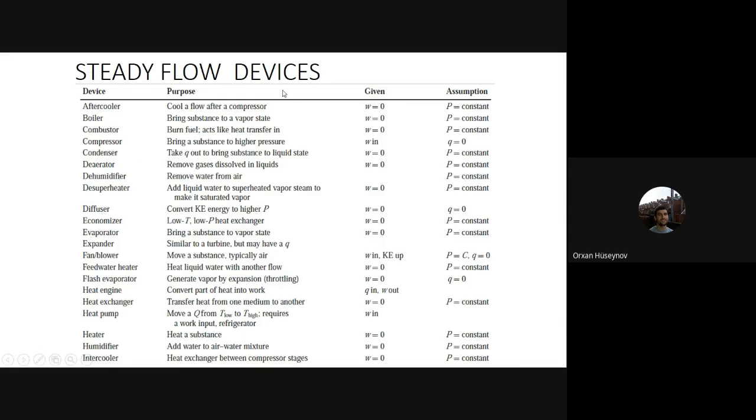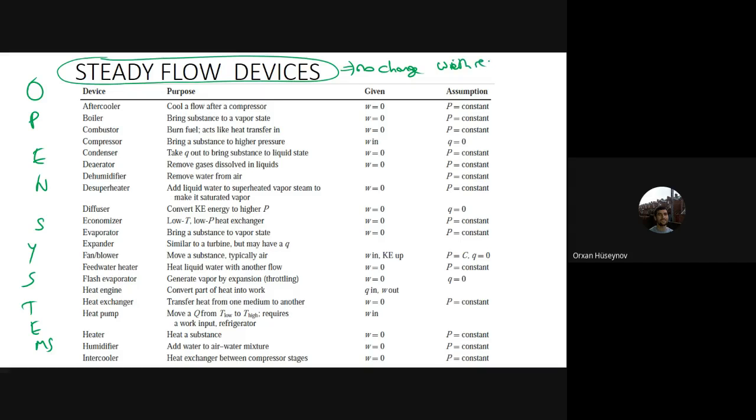Okay, now comes the open systems. When we say open system, there are different open systems, and we will talk mostly about steady flow devices. Steady flow devices means no change with respect to time. There is a range of different steady flow devices. Some of them I don't even know what they are, and some are very famous and used everywhere.